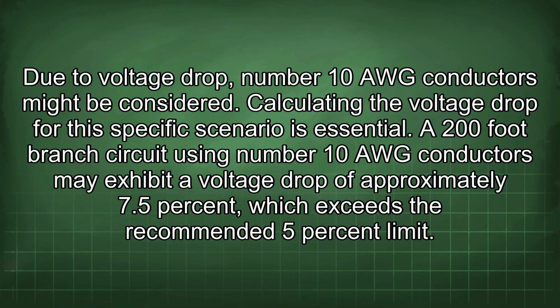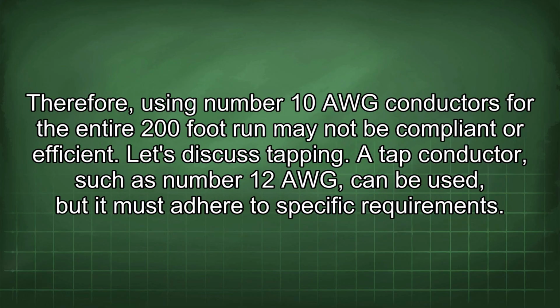A 200-foot branch circuit using number 10 AWG conductors may exhibit a voltage drop of approximately 7.5%, which exceeds the recommended 5% limit. Therefore, using number 10 AWG conductors for the entire 200-foot run may not be compliant or efficient.